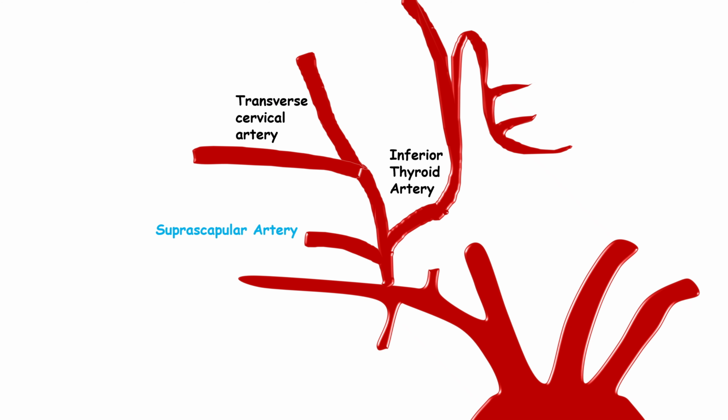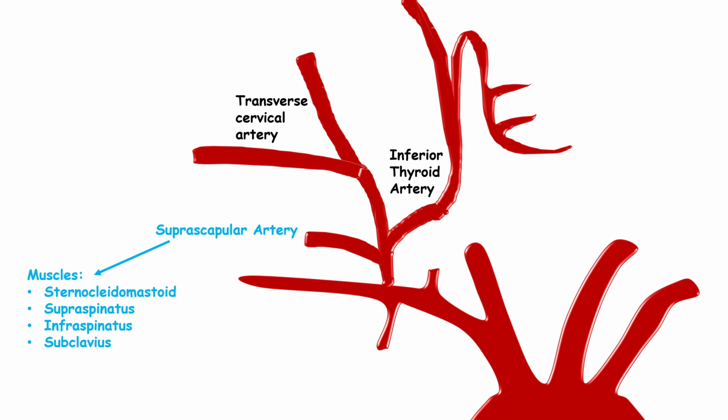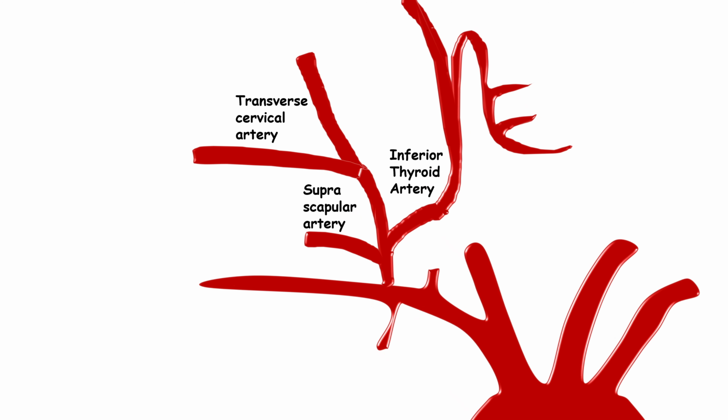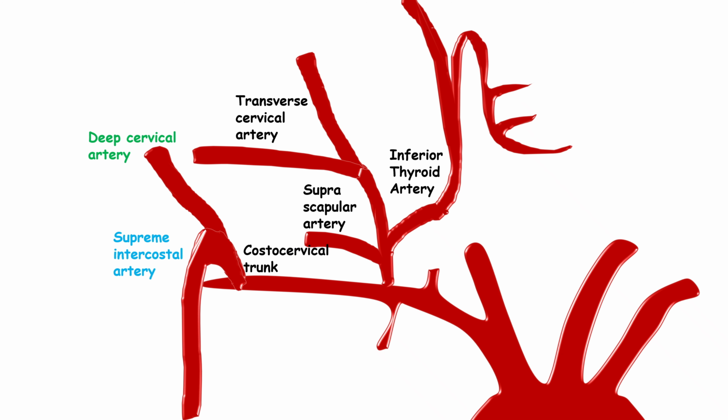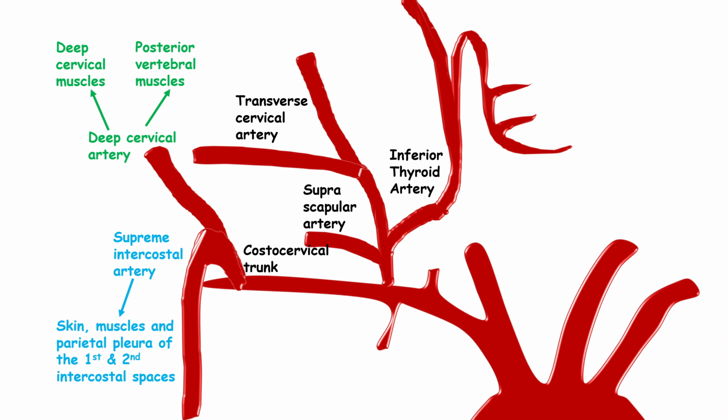Now the next is the suprascapular artery. Suprascapular artery supplies various muscles like sternocleidomastoid, supraspinatus, infraspinatus, subclavius, and the skin on the upper chest. Then the next one is the costocervical trunk. Costocervical trunk divides into deep cervical artery and supreme intercostal artery. Deep cervical artery supplies deep cervical muscles and posterior vertebral muscles. Supreme intercostal artery supplies skin, muscles, pleura of the first and second intercostal spaces.